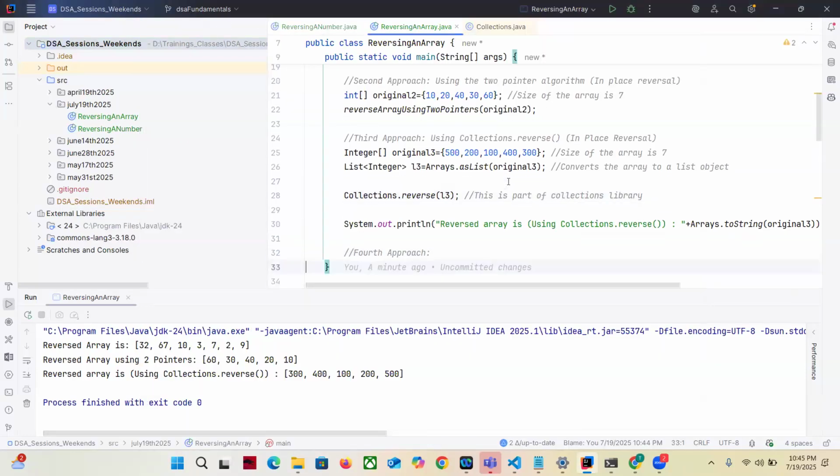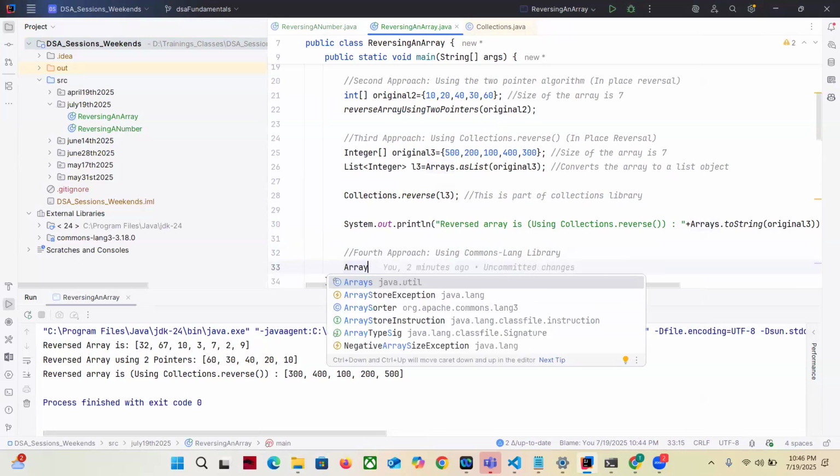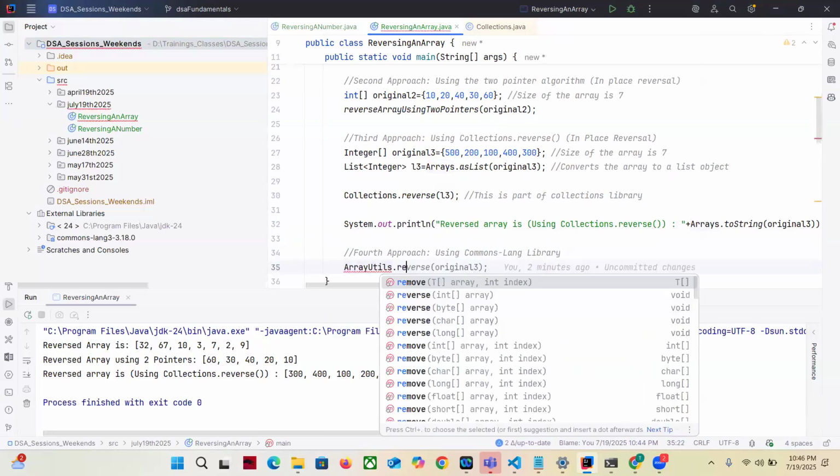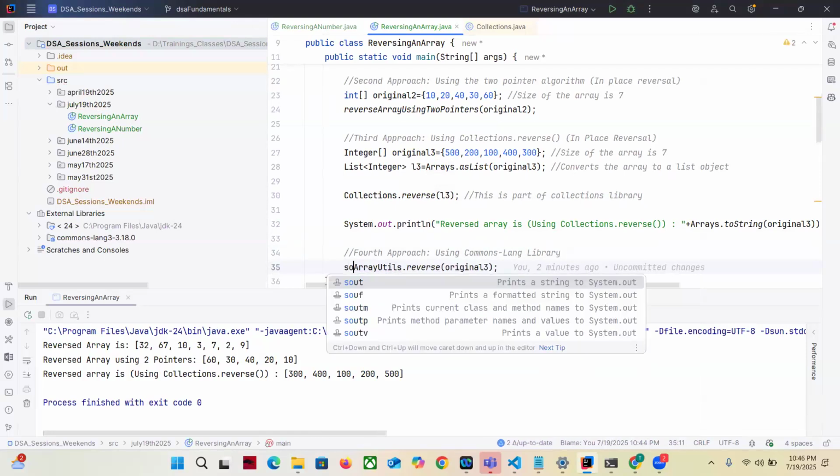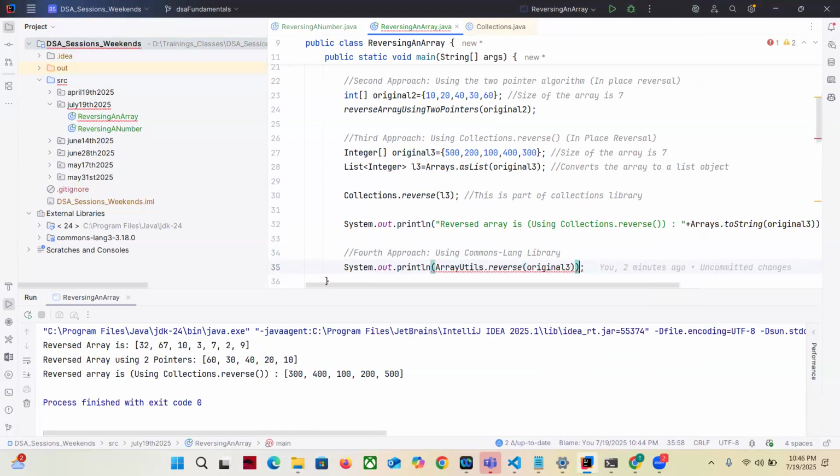Now, what is the fourth approach? Using the Commons Lang library. Let me finish this approach here, then I'll come to your question. What I will do is say ArrayUtils.reverse. Simple. One single line, and you're done. Let me say original 4.